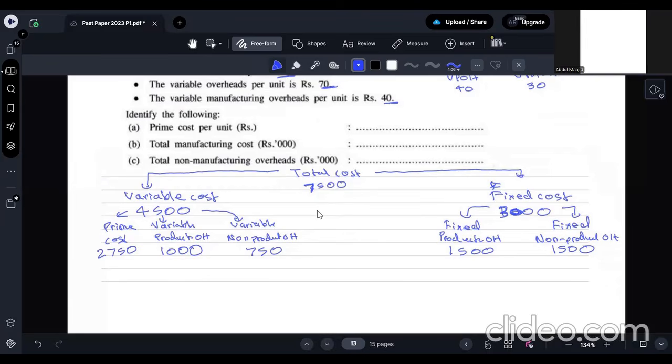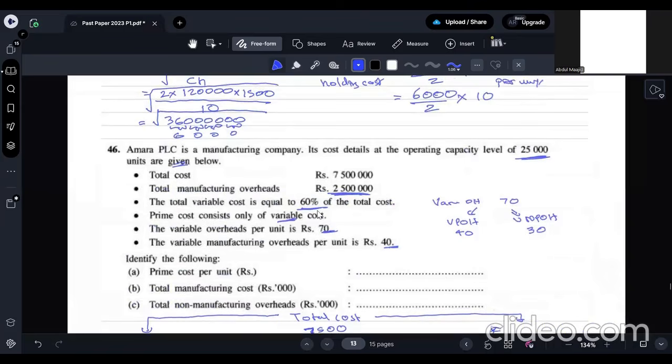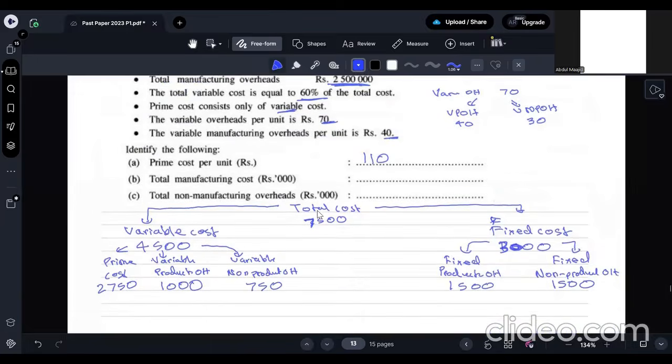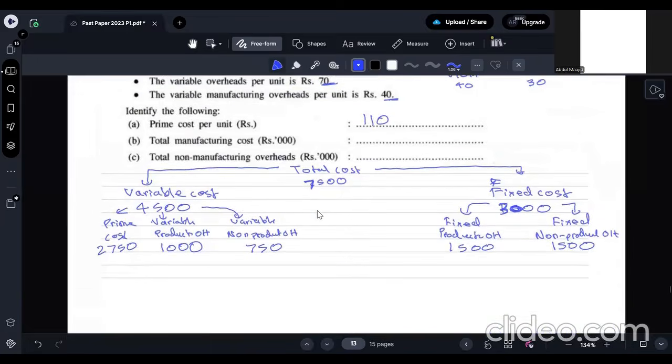Okay. Then the prime cost per unit. The total prime cost is 2,750,000 divided by 25,000 units. That will give you rupees 110. Then total manufacturing cost will give you prime cost 2,750,000, variable production overheads 1 million, and fixed production overheads 1,500,000. Your total production cost will be 5,250,000.